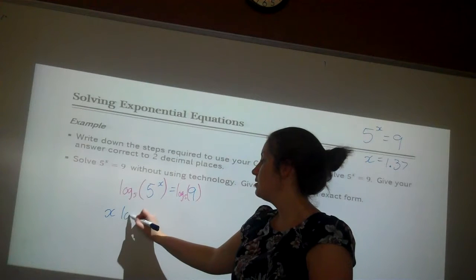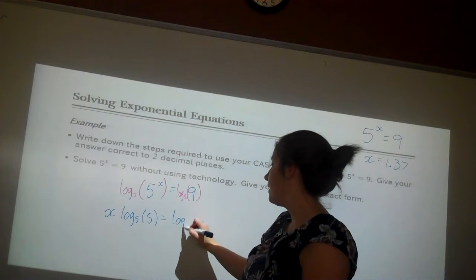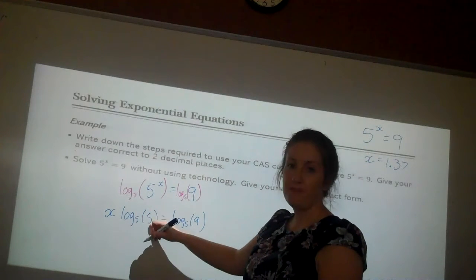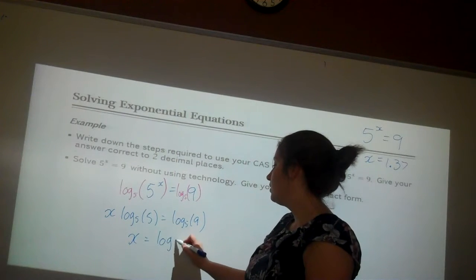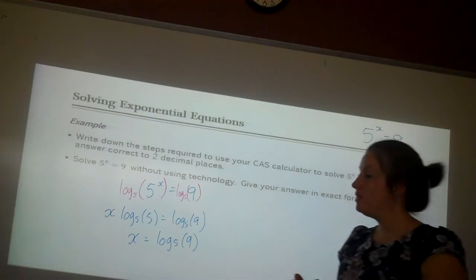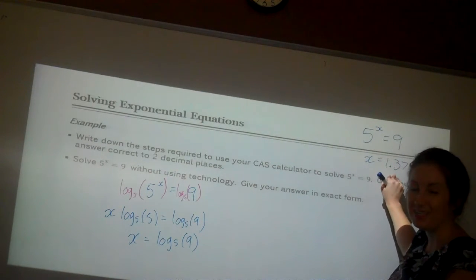So we get x log base 5 of 5 equals log base 5 of 9. Now, log base 5 of 5 equals 1, so we get the answer x equals log base 5 of 9. And if we put that into our calculator, we would get the same answer as 1.37.